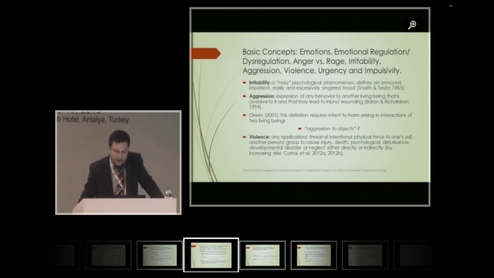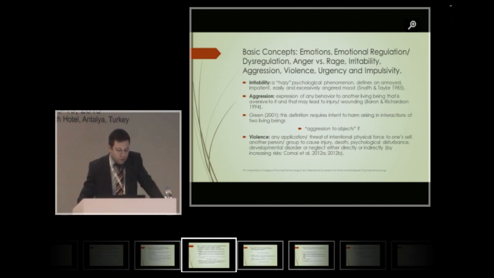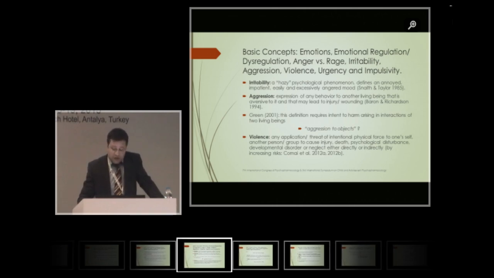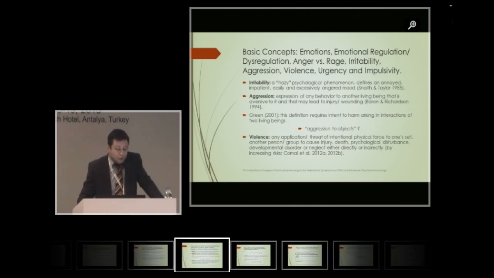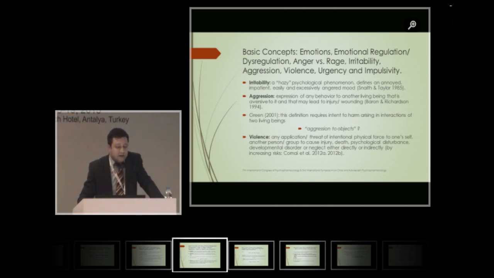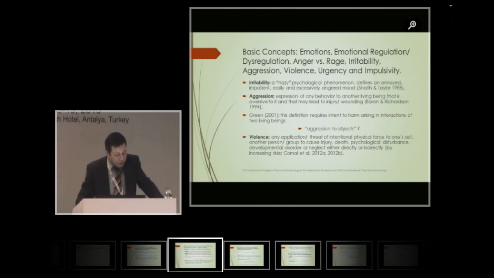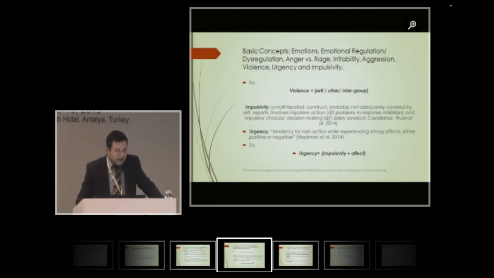Violence is behavior towards an individual self to another one to a group in terms of injuring, killing, death, psychological disorder, developmental disorder, and neglect or threatening. So violence can be self-inflicted to others and between groups.